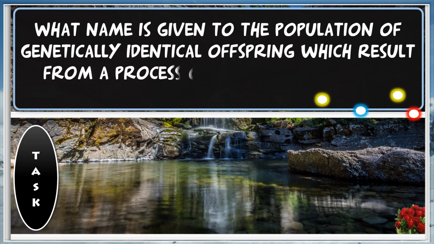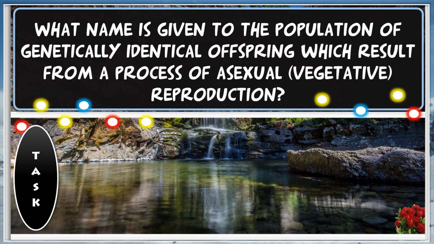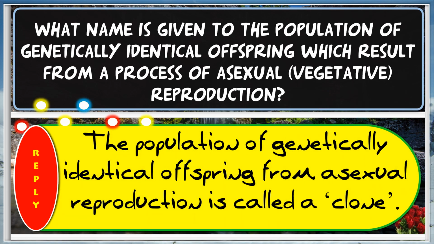What name is given to a population of genetically identical offspring which results from a process of asexual or vegetative reproduction? The population of genetically identical offspring from asexual reproduction is called a clone.